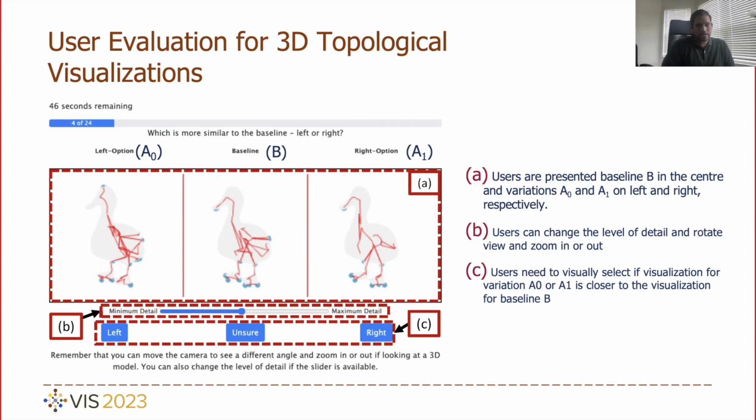We apply same concept in 3D. So in 3D, we present a user with 3 visualizations with baseline B in the center and variations A0 and A1 on left and right hands. Users can change the level of detail as described more in the paper, and they can also rotate view and zoom in or zoom out. Users need to visually select which variation A0 or A1 is closer to the baseline B, and if they are not sure, they can also select unsure option in the panel C.